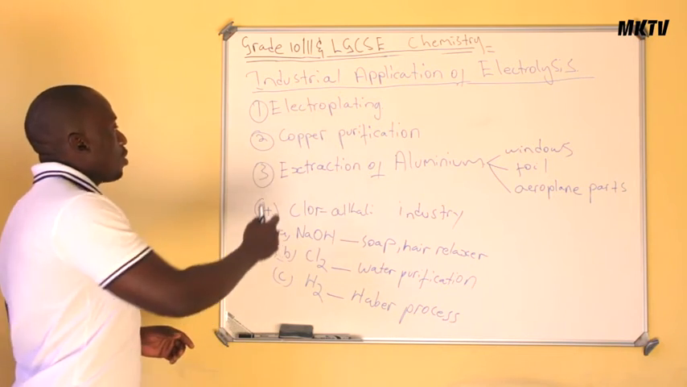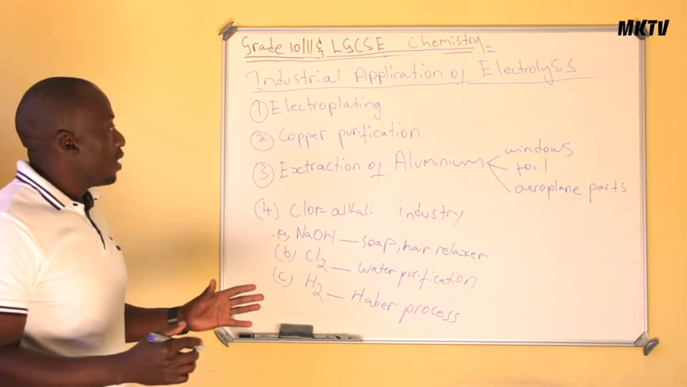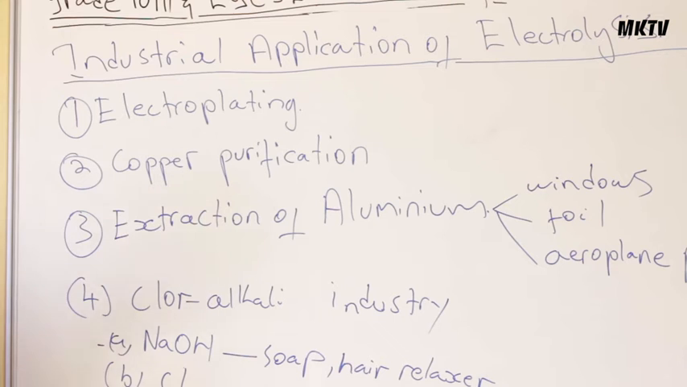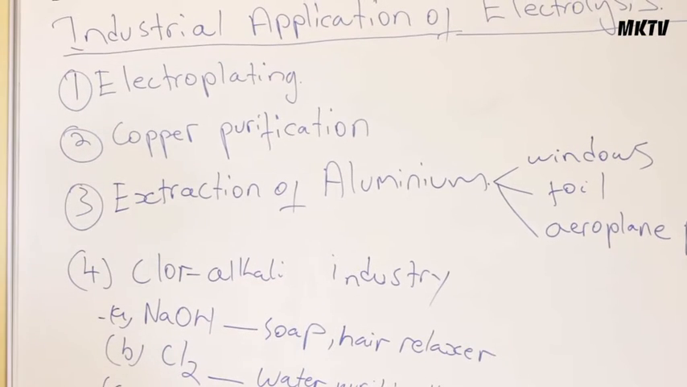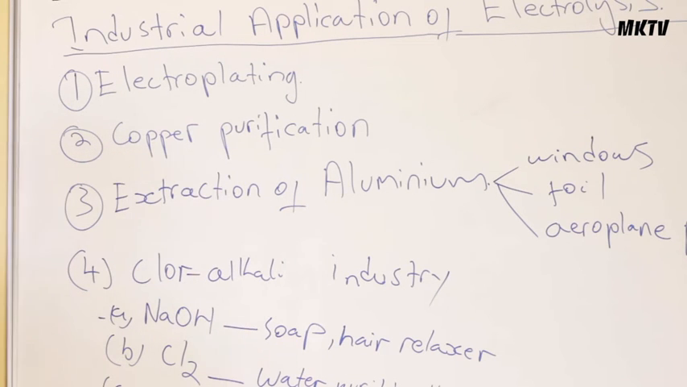So now we also have copper purification. Some metals come with impurities, which means they are not clean. Therefore, electrolysis is used to purify copper so that it ends up being a pure metal without any dirt, or you can call those impurities. So they use electrolysis to remove them.